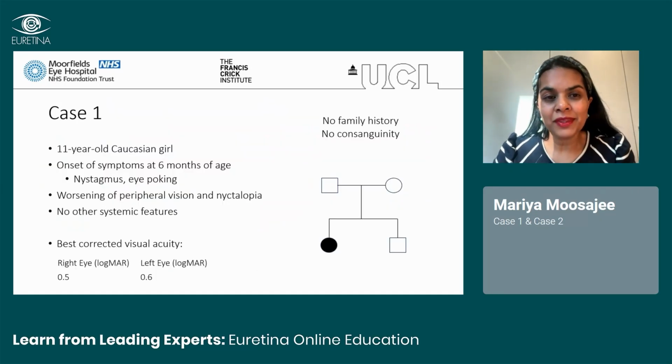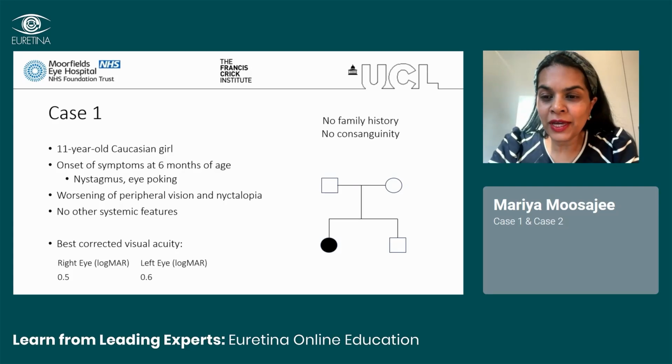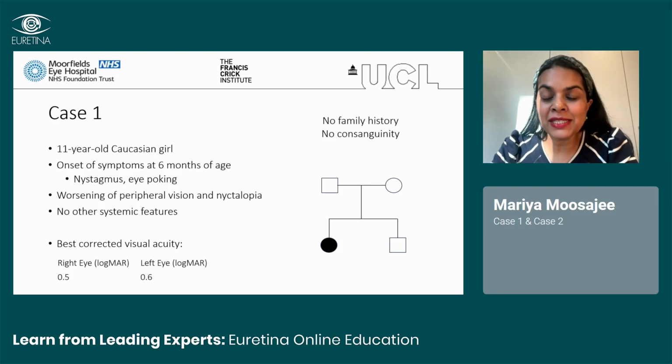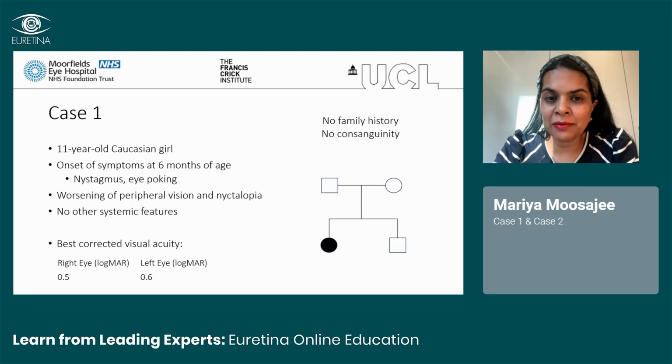Case 1: this is an 11-year-old Caucasian girl. She developed her symptoms from just 6 months of age. She had nystagmus and digital eye poking. She had a worsening of her peripheral vision and nyctalopia in her childhood. She has no other systemic features, no family history, no consanguinity. Her best corrected visual acuity was 0.5 in her right eye and 0.6 in the left eye.